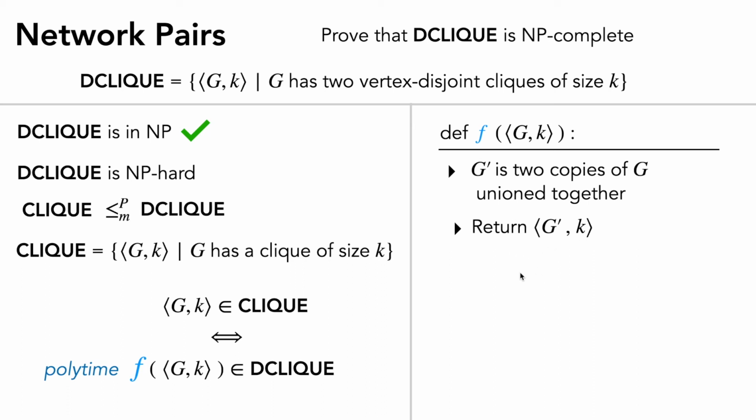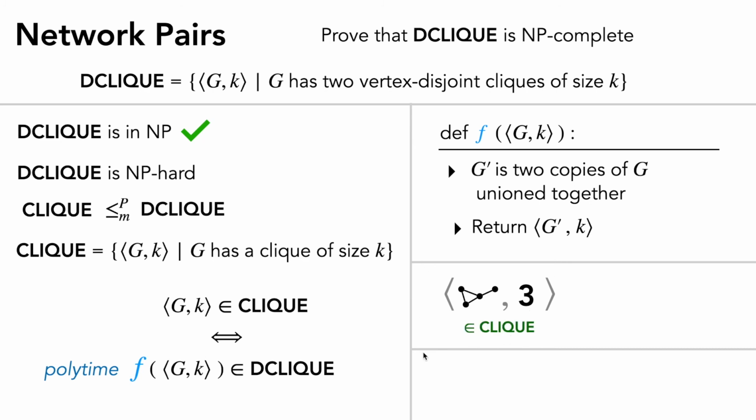Let's check that this actually works with the bi-implication. If we have a yes instance of clique, that might look something like this, where this one is a yes instance because it does have a clique of size 3, then that would mean that the transformed version of this input, so f of this, which is equal to 2 copies of this graph and 3, should be an element of d-clique. And yes, we can confirm that it's always going to be an element of d-clique because the original clique that we had, which we know exists because it's an element of clique, is going to get duplicated and therefore have 2 cliques. And we know that they're guaranteed to be vertex disjoint because we have 2 disjoint copies of the graph.